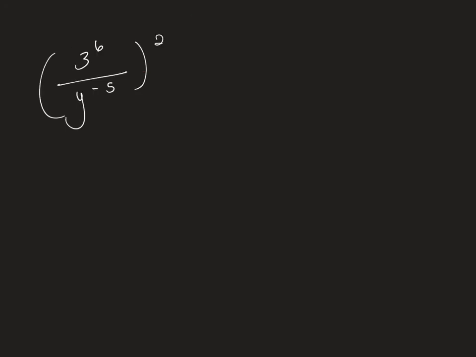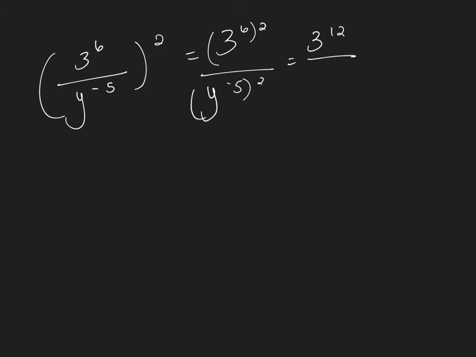All right, for our next example, let's say that I have 3 to the sixth power over y to the negative 5, and I'm squaring that. So that would be 3 to the sixth power squared over y to the negative fifth power squared. So 3 to the sixth power squared is going to give me 3 to the 12th power over, and then negative 5 times 2 is going to give us negative 10.